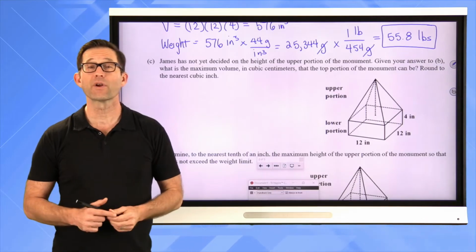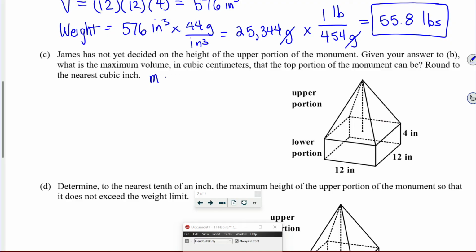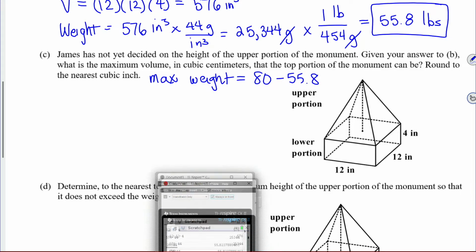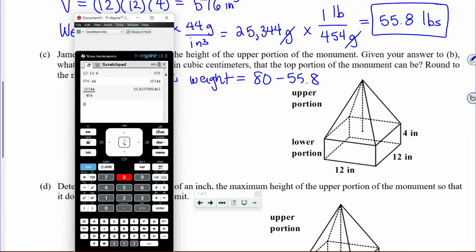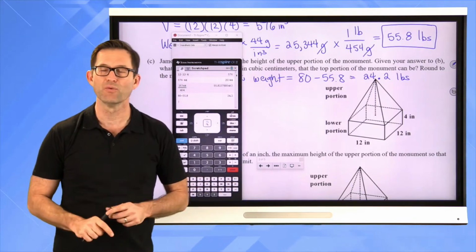All right, let's first figure out the maximum weight that the upper portion can be. The max weight is going to be 80 minus 55.8. Let's just figure out what that is. 80 minus 55.8 is going to give us 24.2 pounds. So the heaviest that the upper portion can weigh is 24.2 pounds.